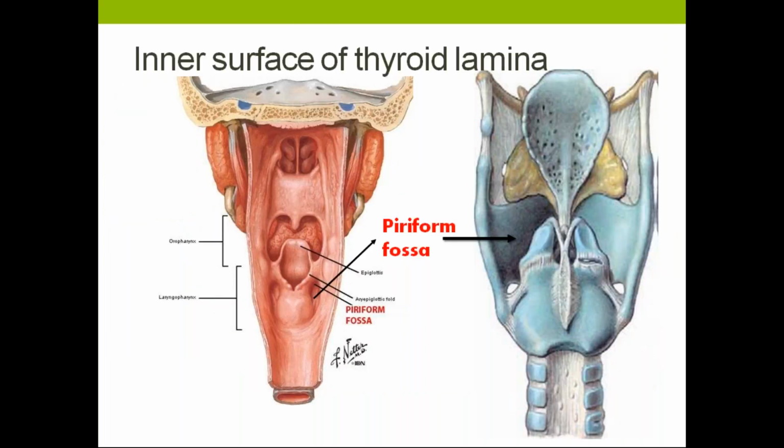Next we'll see the inner surface of the thyroid lamina. This is the inner surface of the thyroid lamina, which is covered by the mucous membrane. It also forms the lateral wall of the pyriform fossa. So there is a fossa here, you can see the fossa. This fossa is called the pyriform fossa, which is related to the lateral wall of the inner surface of the thyroid lamina.